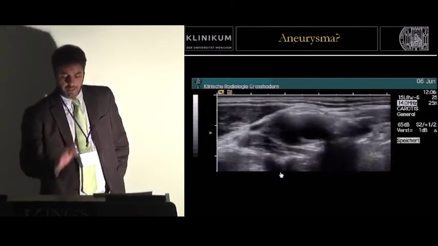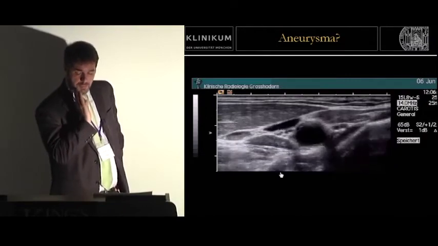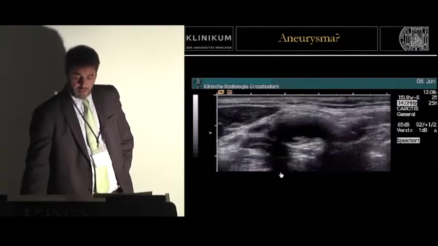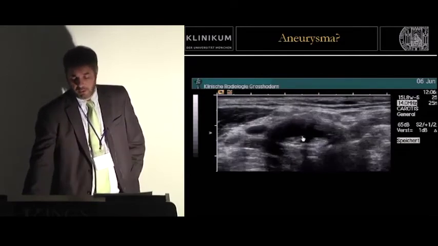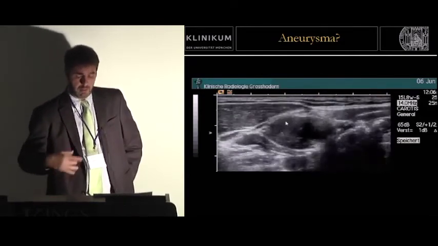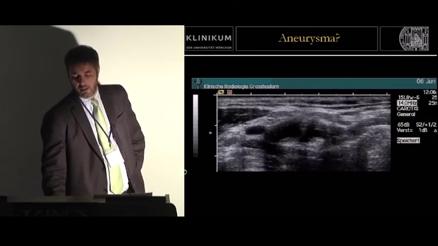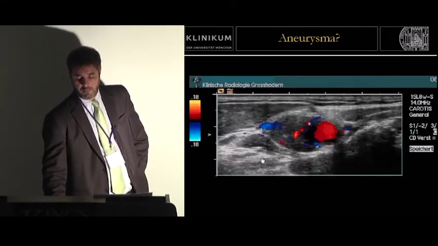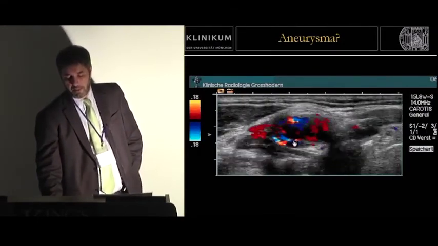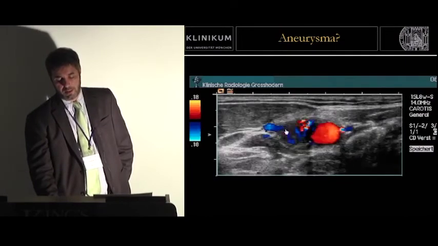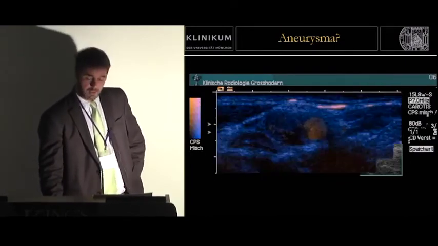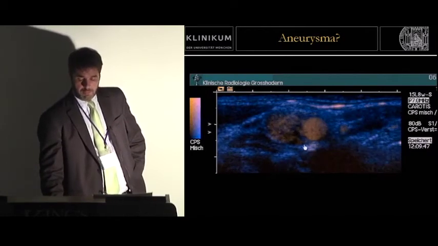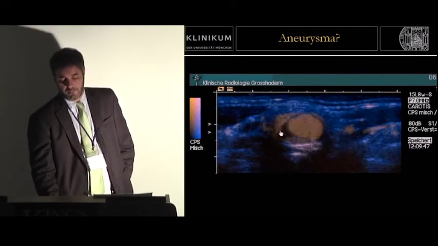This was a young man who was sent to our department because his referring doctor said there was a high suspicion of an aneurysm of the common carotid artery, but remember these are really rare cases. So maybe it's thrombotic changes at the wall here. But if we look at the Doppler, we can also detect some flow inside. So you can say probably this is not an aneurysm, it seems to be just a tumor.